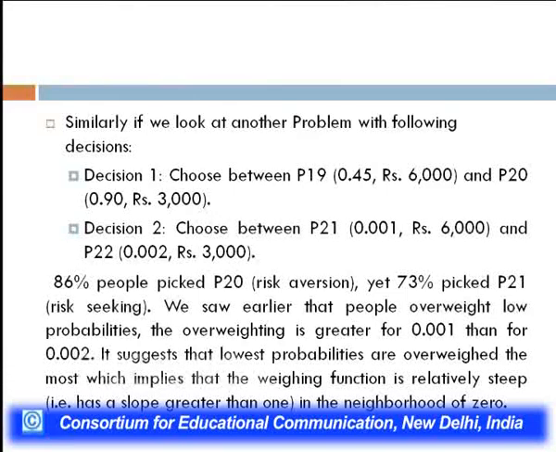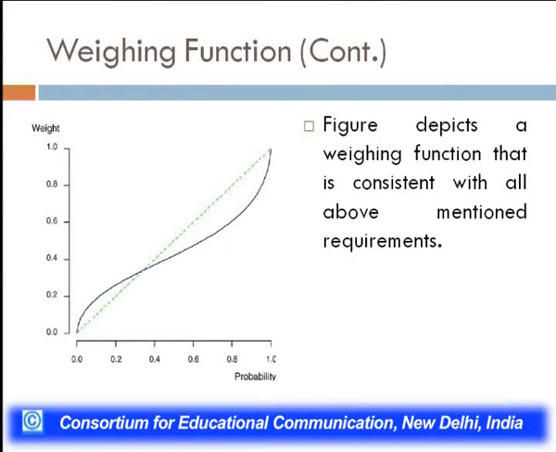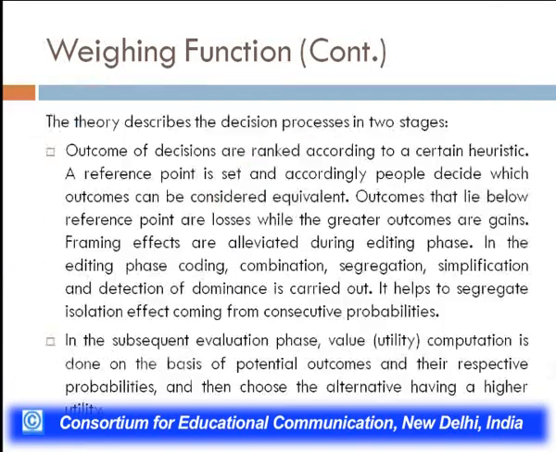We saw earlier that people overweight low probabilities. The overweighting is greater for 0.001 probability than for 0.002 probability. It suggests that lower probabilities are overweighted the most, which implies that the weighing function is relatively steep, that is, has a slope greater than 1 in the neighborhood of 0. If you see this weighing function graph, this figure depicts a weighing function that is consistent with all the above mentioned requirements. You can see the nature of this graph.